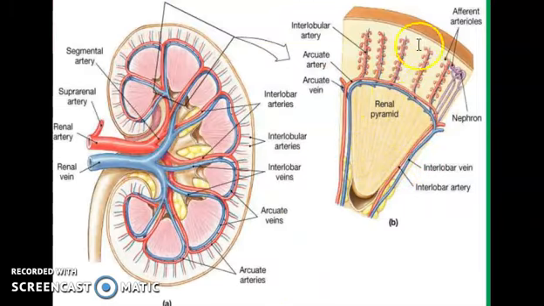So this is a very nice diagram which is showing the interlobar artery which is forming the arcuate artery. From the arcuate artery, this was the interlobular artery. From the interlobular artery, we have seen that is the afferent arteriole which is going into the glomerulus.